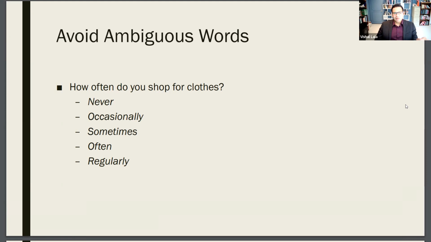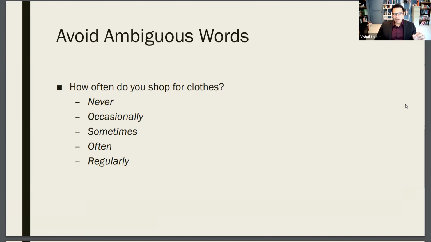Ambiguous words. So how often do you shop for clothes? Never, occasionally, sometimes, often, regularly. Okay. Never, yeah, we get that. How often do you shop for clothes? Never, that means 0 in terms of a quantitative numerical measure. Occasionally.